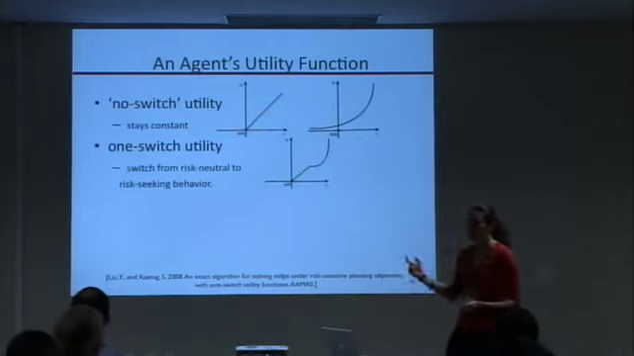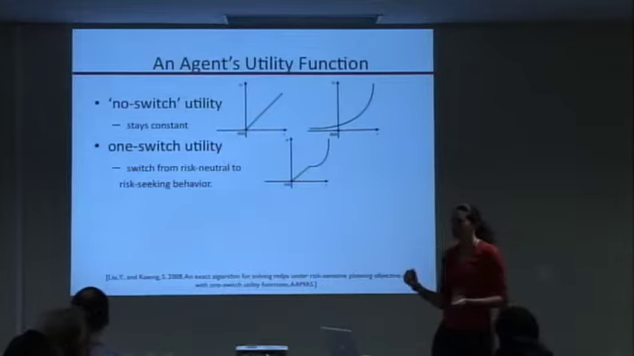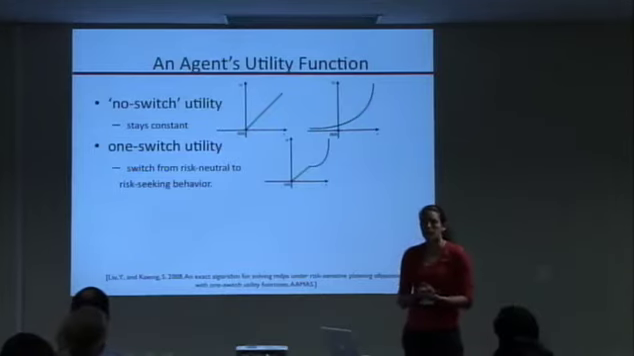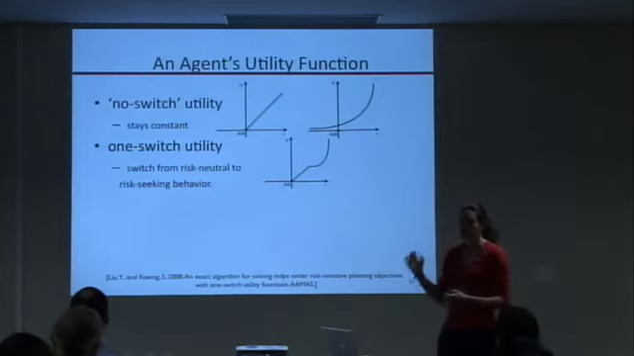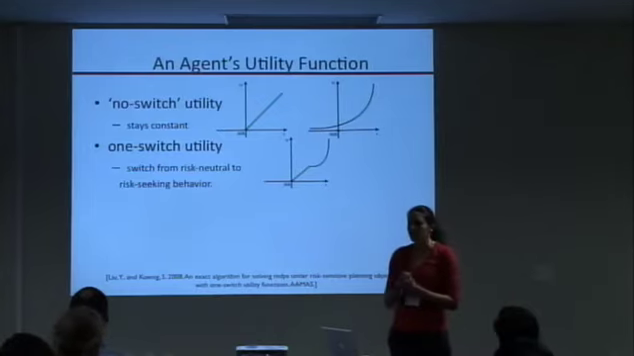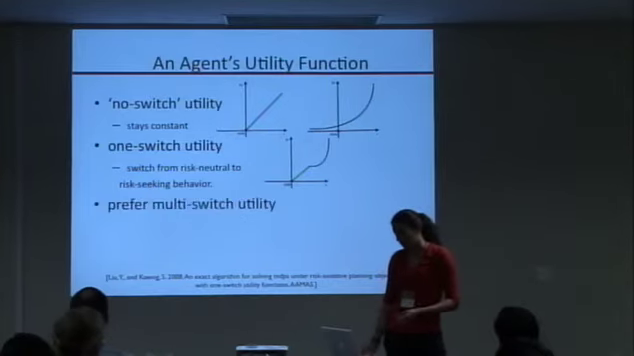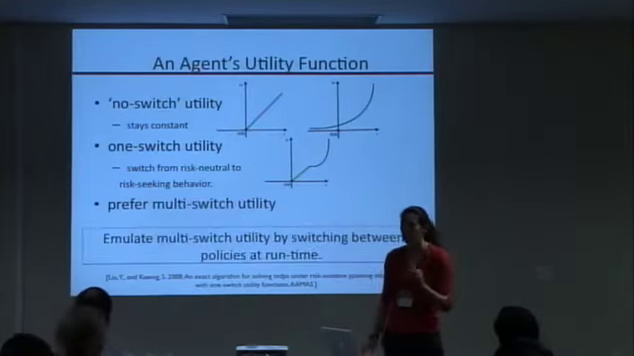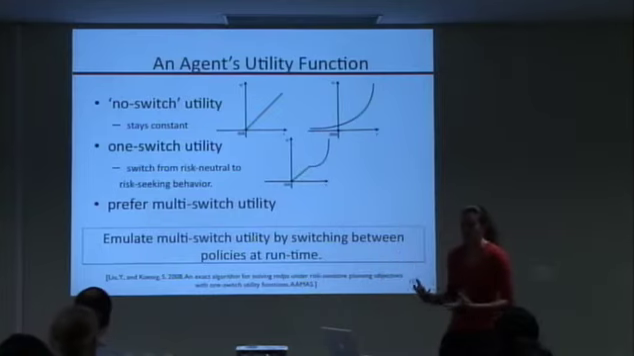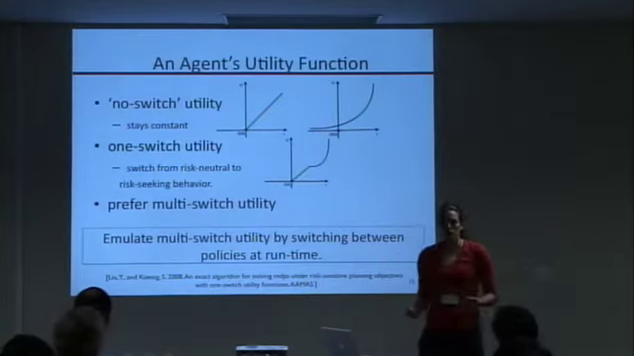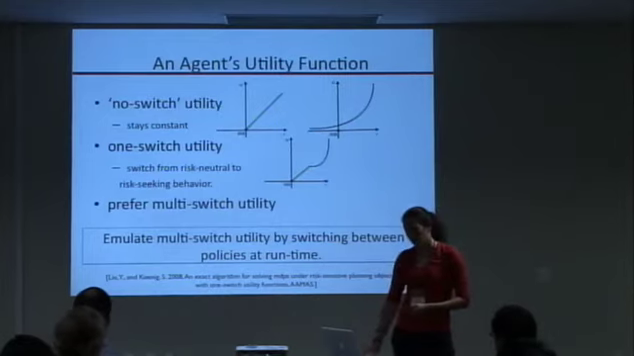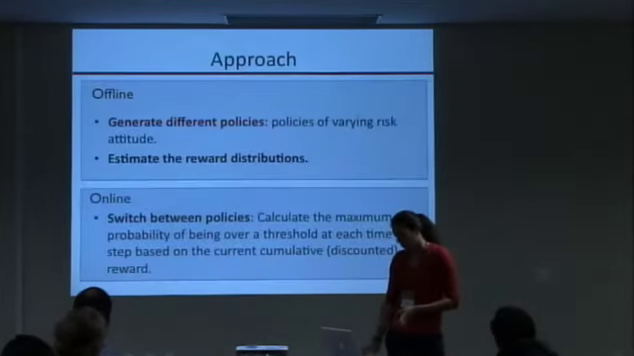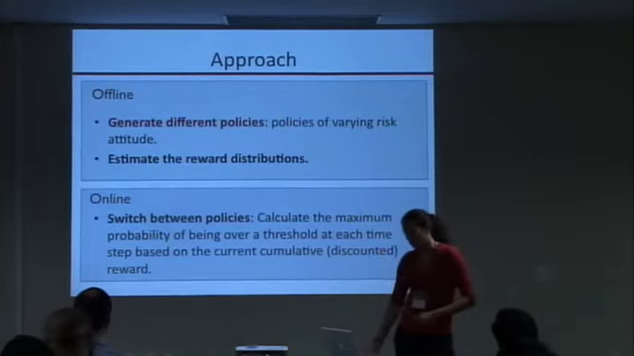Work by Koenig and Liu studied this idea of this one-switch utility, where maybe in the case of the pizza delivery domain, you're going the speed limit, you hit some traffic, and now you want to switch from this risk-neutral behavior to this risk-seeking behavior. But it's unclear how to know when to speed a different amount of times, and maybe one switch might not be sufficient. So we like this idea of this multi-switch utility, which is what we're trying to emulate by being able to choose between these different varying risk policies at runtime. So a little more in depth about each part of this approach.